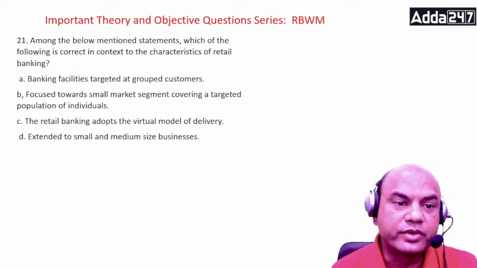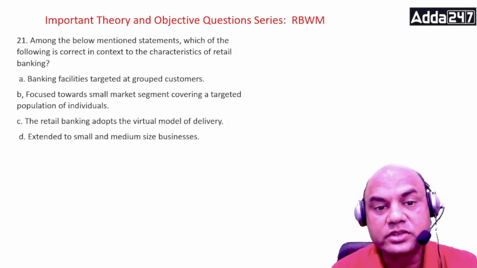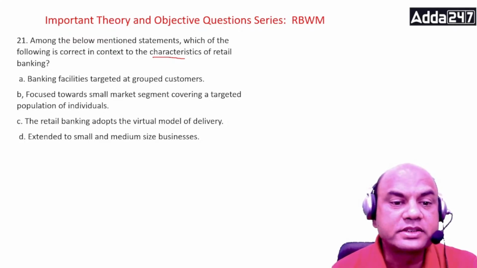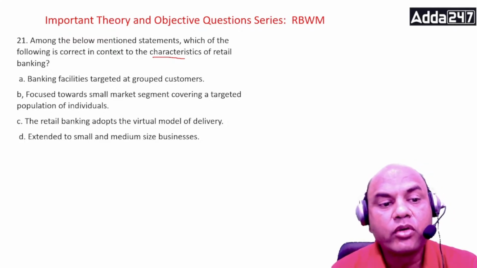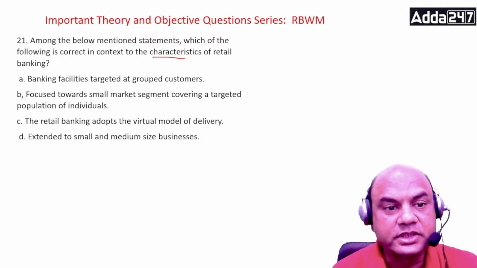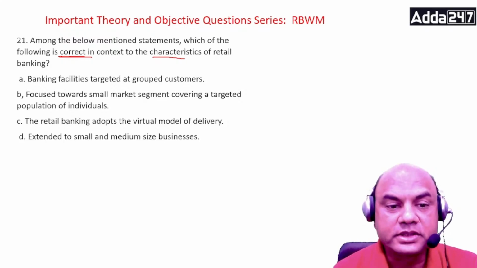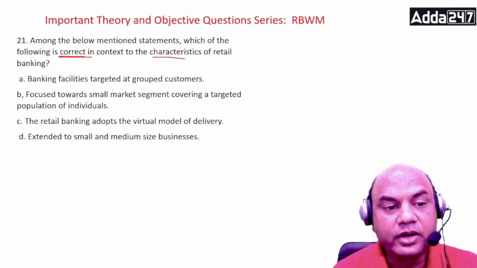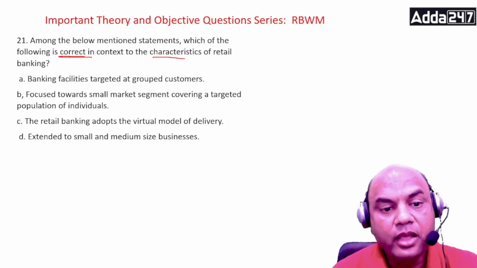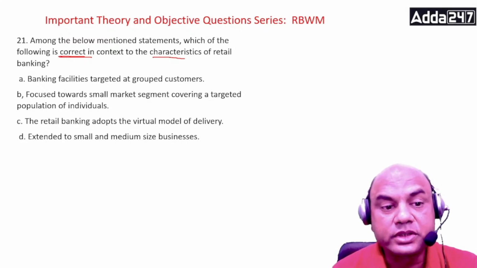Among the below mentioned statements, which of the following is correct in context of the characteristics of retail banking? Okay. Bank facilities targeted at grouped customers. Focus towards a small market segment covering a targeted population of individuals. The retail banking adopts the virtual model of delivery and is extended to small and medium size businesses. So you want the true one now. Think about it. So we want which one is correct over here.